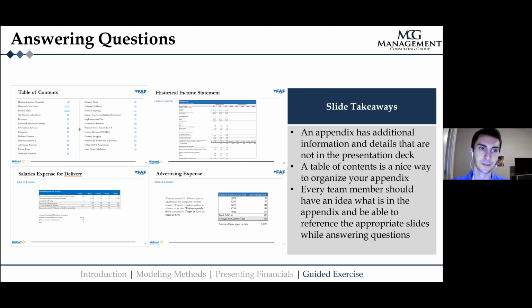So just to look at the pictures we have here, table of contents. That's always good to have. Kind of right after you have your thank you question slide, you can go to the table of contents. It's also nice to have because judges could look at it and say, oh, I see, your number one is the historical income statement. I didn't even think to ask a question about that, but maybe I should. They have the information. Maybe they can clear something up for me.